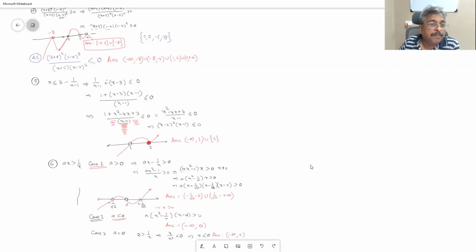What is the problem? Is the solution set not correct? So if we take x less than -8, yes.